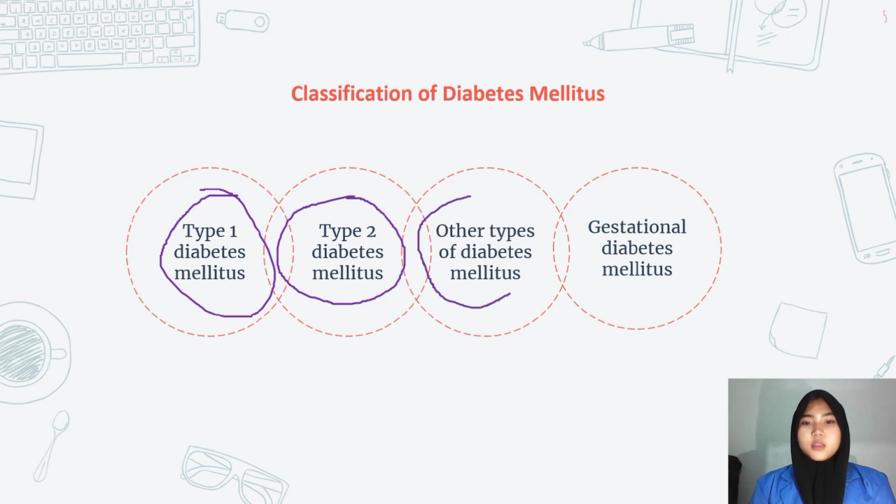Other types of diabetes mellitus. This type of diabetes occurs as a result of metabolic disorders caused by an increase in blood glucose level due to genetic factors of beta cells, genetic defects in insulin action, disease of the exocrine pancreas, other endocrine metabolic diseases, iatrogenic causes, viral infection, autoimmune, and other genetic syndromes associated with diabetes mellitus.